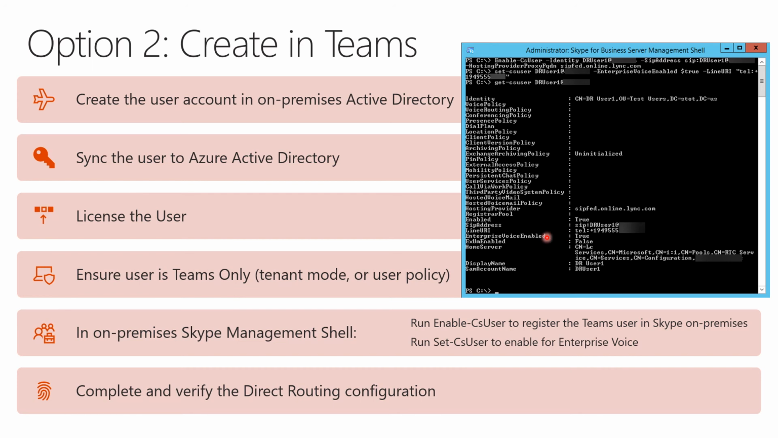This way, anybody, again, that's left behind in the Skype for Business server on-prem world, they could actually dial this user by their phone number and we would know about it, match it via reverse number lookup, and send it to their Teams client. Once we've done this, we just complete and verify our direct routing configuration in the service, assign our online voice routing policy, and off we go.